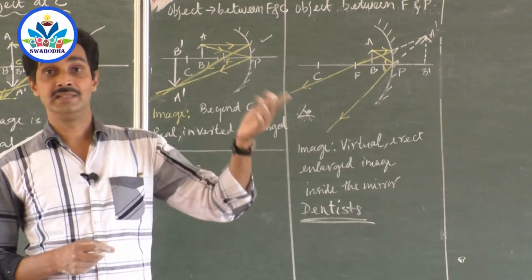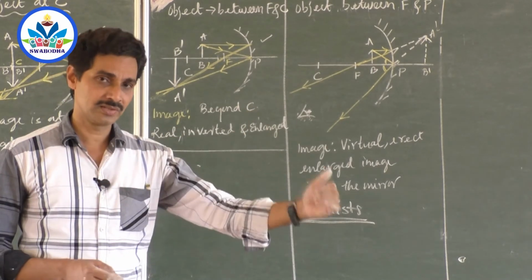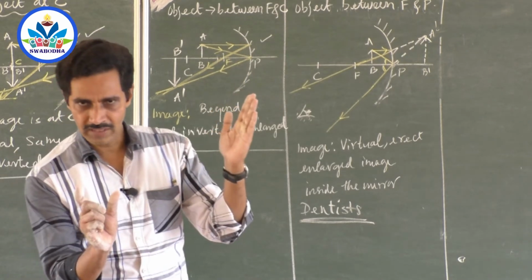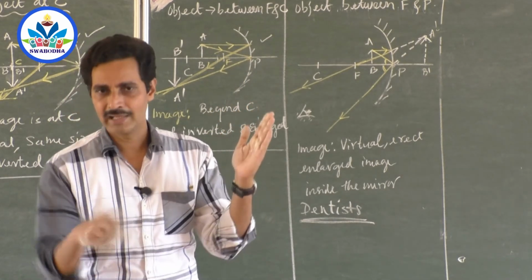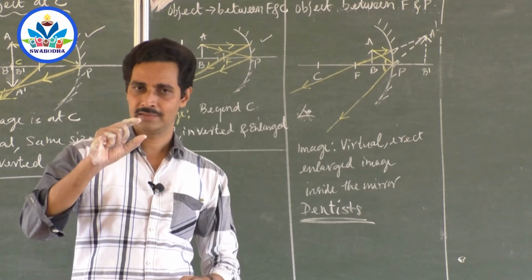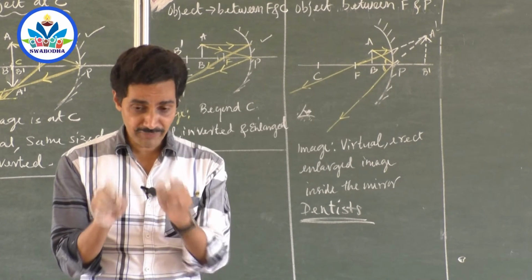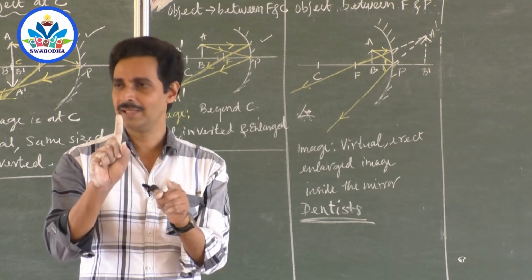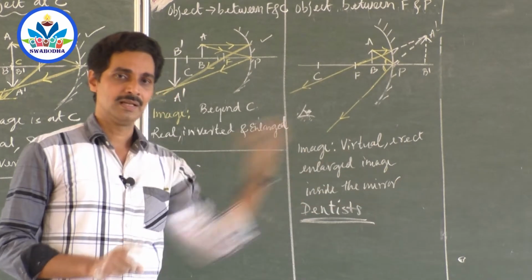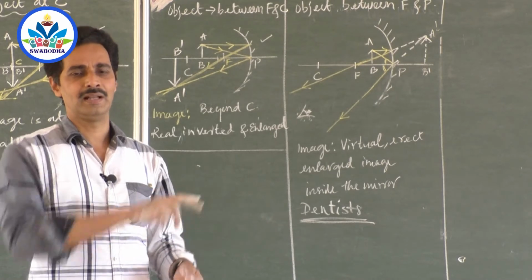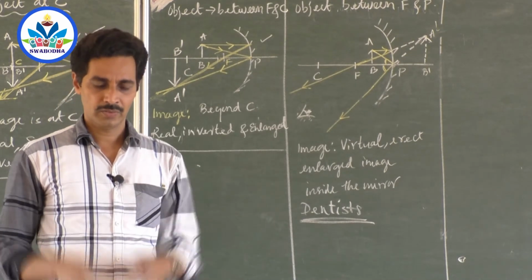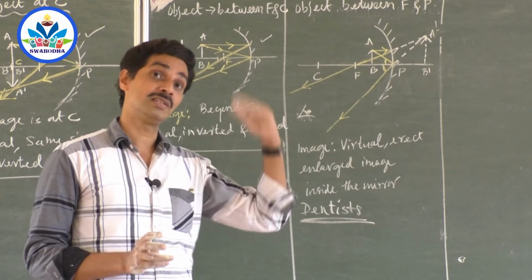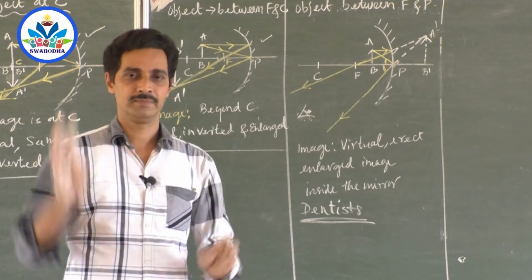Object beyond C. I have already told you whatever is beyond C, it should be diminished, right? Object beyond C, image is between F and C, inverted, real, smaller size. Object between F and C, focus and center. When the object is between F and C, image is beyond C and it is enlarged, inverted, real. Inverted real is common now. So when the object is between focus and center, image is formed beyond the center, enlarged, inverted, real.